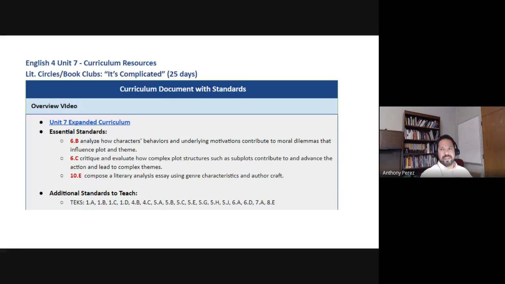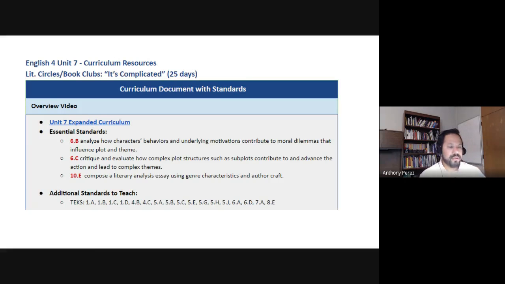The spirit of this unit is definitely choice, to fill that really big umbrella and foundational TEK of allowing kids to pick self-selected texts and read them for a sustained period of time, like you would have to do with a novel in a lit circle situation. With that being said, we know that this year has been crazy difficult.